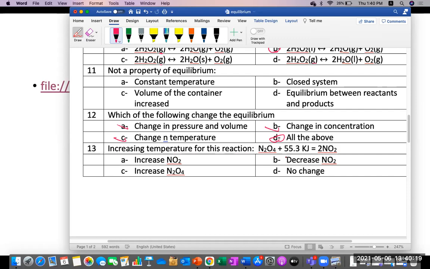Increasing temperature for this reaction. If you increase temperature, it will shift to the other side, which here will be this side, right? If you shift to this side, the rate of the forward reaction will increase, so you will produce more NO2. So the concentration of NO2 will increase and the concentration of this one will decrease. So here it will be.